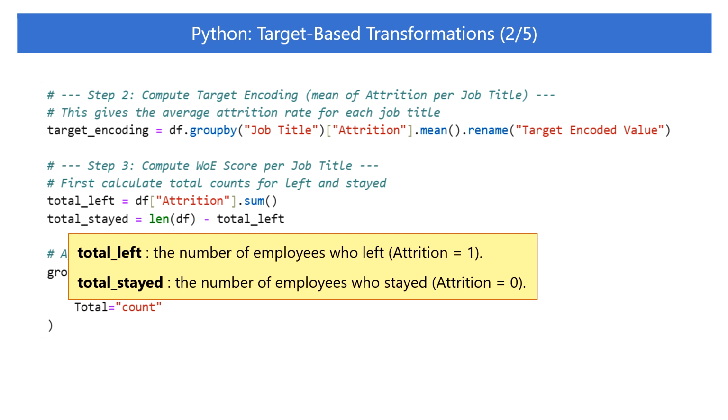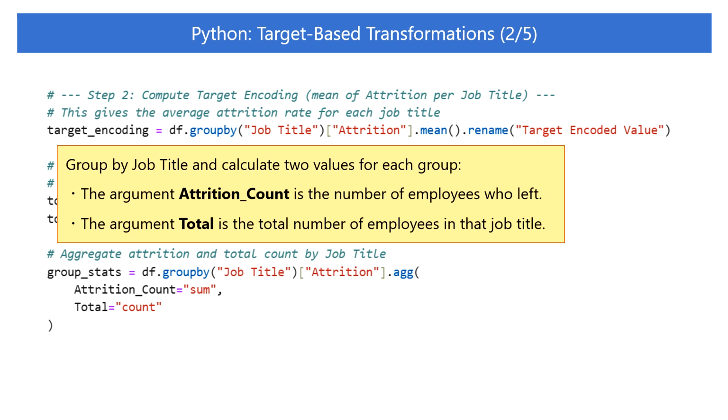Next, compute total counts. Total left is the number of employees who left. Total stayed is the number of employees who stayed. Then, group by job title and calculate two values for each group. The argument attrition count is the number of employees who left. The argument total is the total number of employees in that job title.